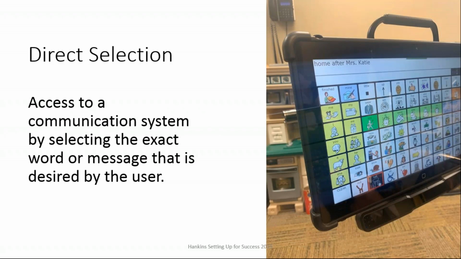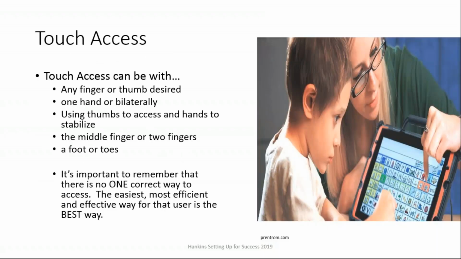Direct selection is just what we talked about before. It's access to a communication system by selecting the exact word or message that's desired by the user. So just touching the device, using eye gaze, which is what is in the picture on the right. It's one of my other little girls that's friends with the other device user that I showed a second ago. It's just exactly what you talk about. It's fast, it's quick, you get what you get. It's easier that way sometimes.